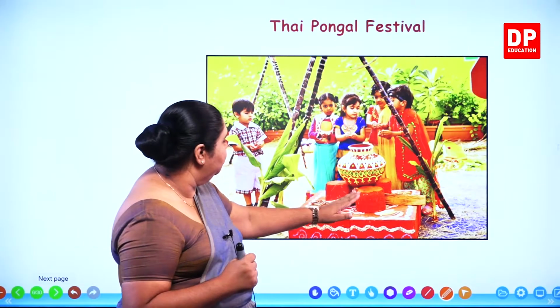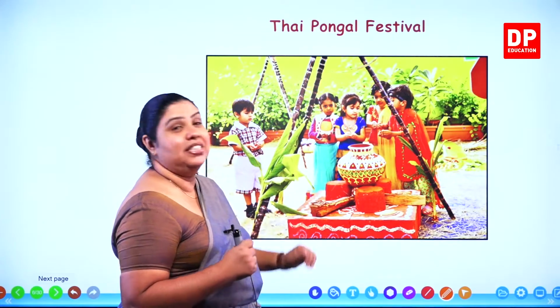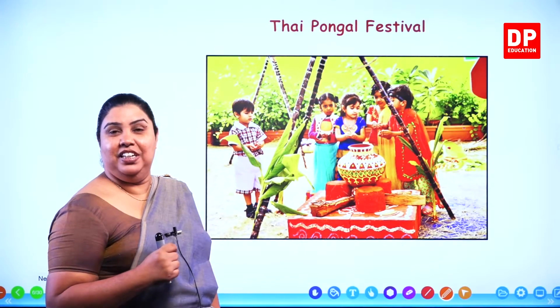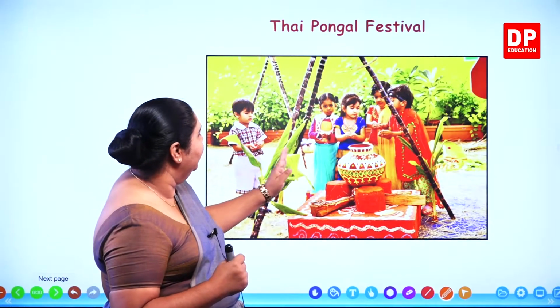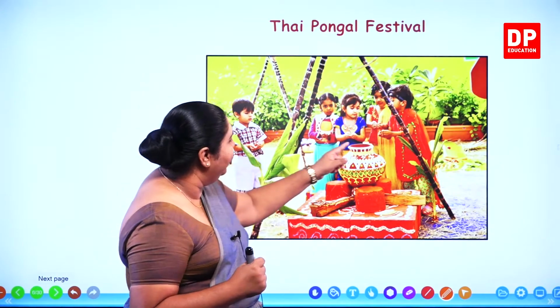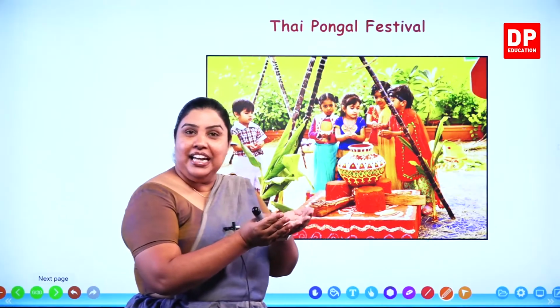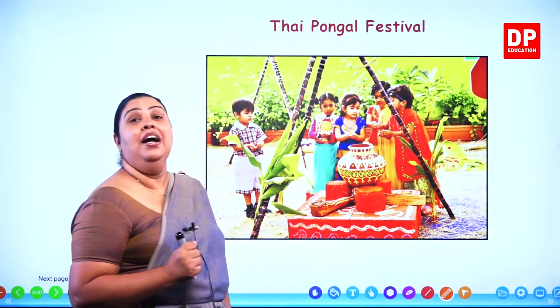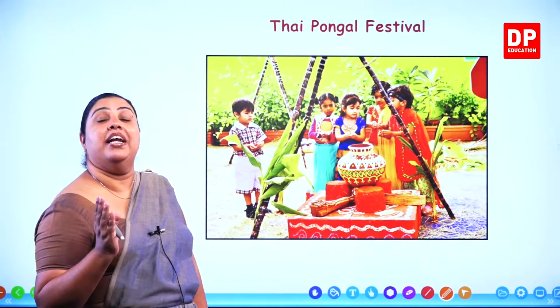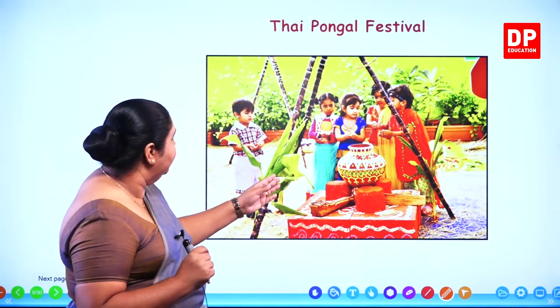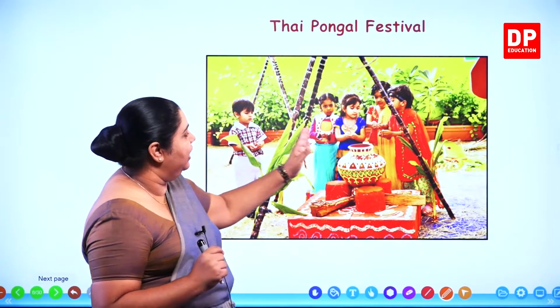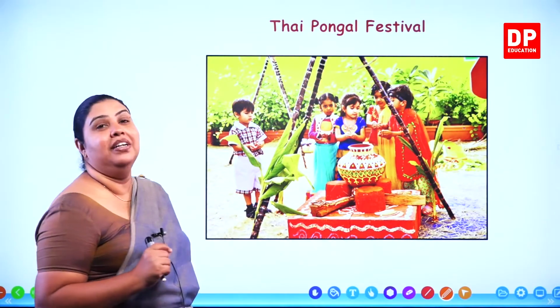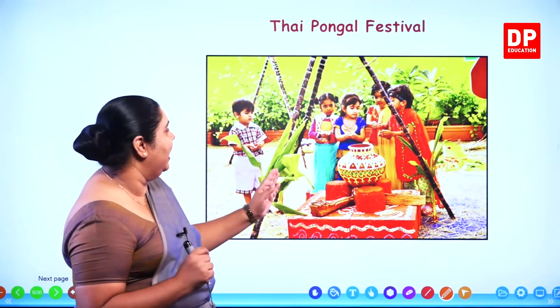This is how they do all their decorations for the Thai Pongal festival. And they are all here, I think with rice they have come holding like this on their palms, and they are going to help their mother in preparing the Pongal rice. And that background, the environment when you have the Thai Pongal festival is like this.